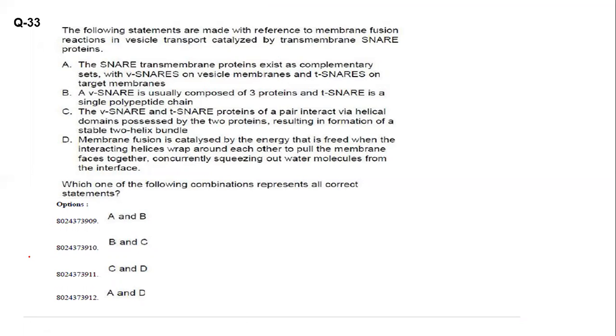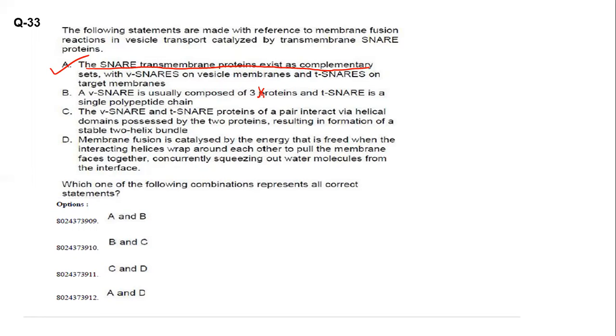In case of this, you can see that V snare and T snare transmembrane proteins exist as complementary sets, with V snare on the vesicle membrane and T snare on the target membrane, right? These are correct. Now you can see V snare is usually composed of, no, these are three proteins. T snare is not possible.